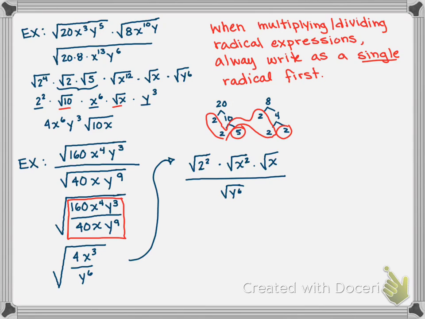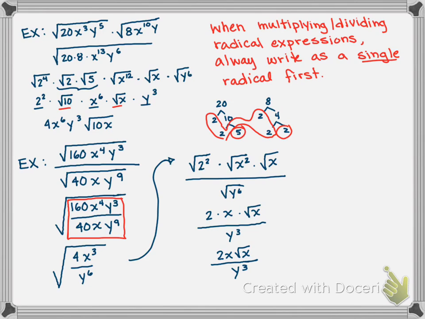So the square root of 2 squared is 2. The square root of x squared is x. The square root of x is the square root of x. And the square root of y to the 6th is y to the 3rd. So we have 2x root x on top divided by y to the 3rd, which was a lot easier than simplifying the radical on top and the radical on the bottom separately and then having to cancel factors, right?